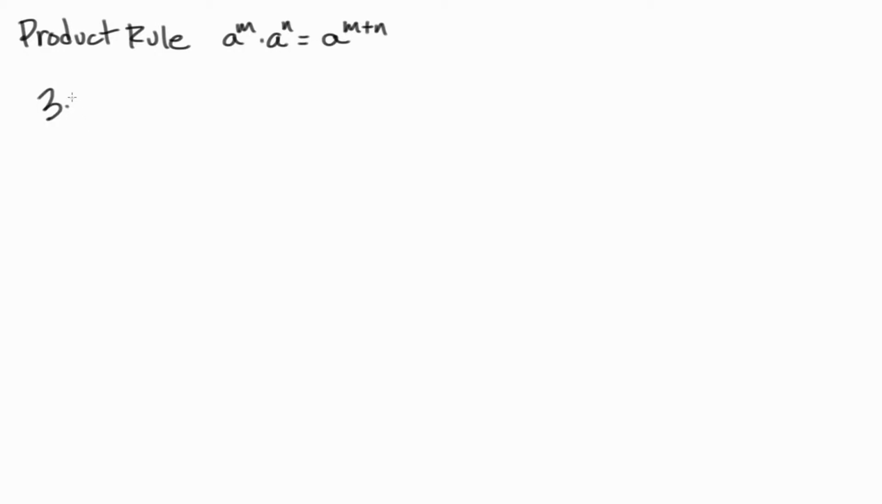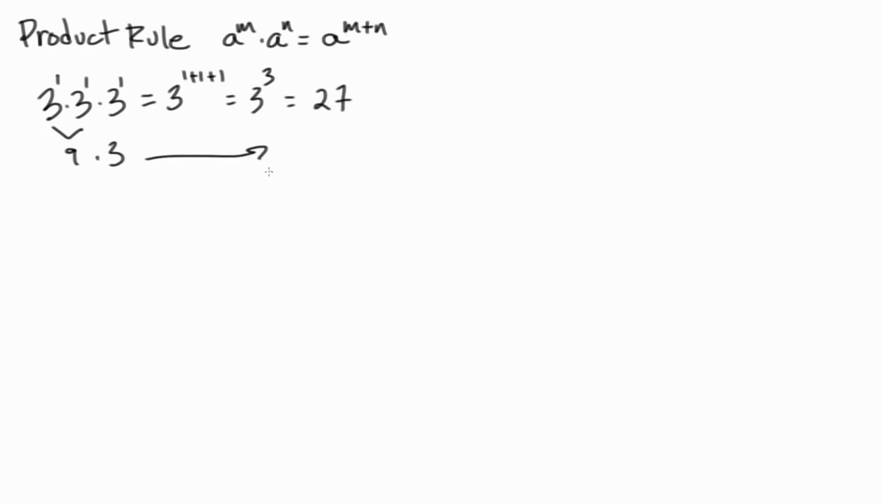Let's say you had something like 3 times 3 times 3, and they told you to simplify, or change it into an exponent. Well, you can see that these all have an exponent of 1. So that's going to be 3 to the 1 plus 1 plus 1, which will give you 3 to the 3. Sometimes they'll ask you to evaluate it. Well, that's just 3 times 3 times 3, and 3 times 3 is 9, times 3 is going to be 27.